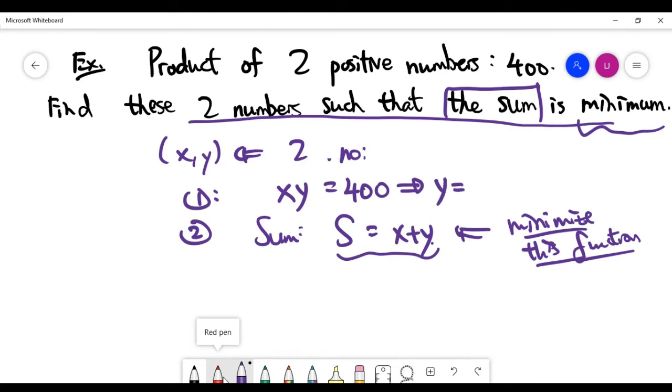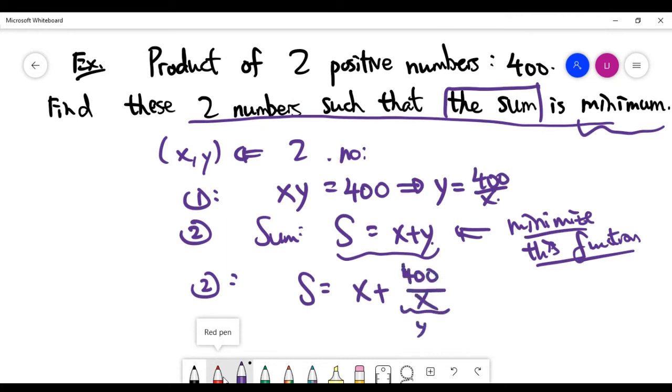I can write y to be the same as 400 over x. So I can replace it in the second equation. So s now becomes x plus y, and y is now the same as 400 divided by x, right? And now the s is a function of x. And mathematically, by calculus, we have to try to minimize this function. And let's see how we can do that.